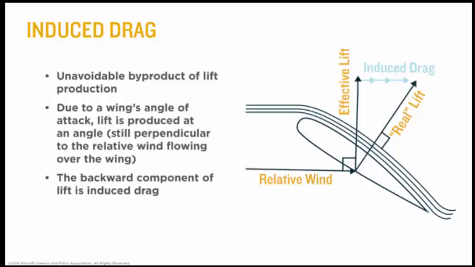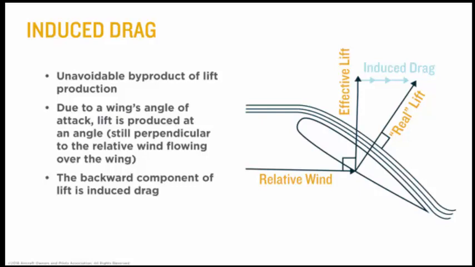Alright, so let's talk about induced drag. This is also called lift-induced drag because it is an inherent part of production of lift by the airfoil. No system can be completely efficient, including lift production by a wing. The inefficiency in lift production is induced drag. To produce lift, the airfoil is tilted in a positive angle of attack.